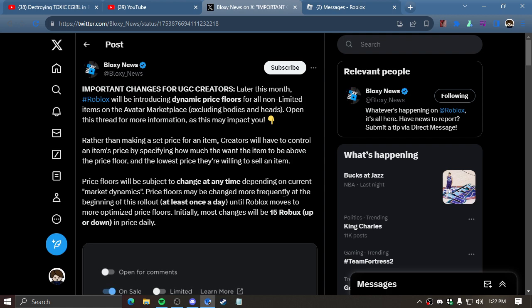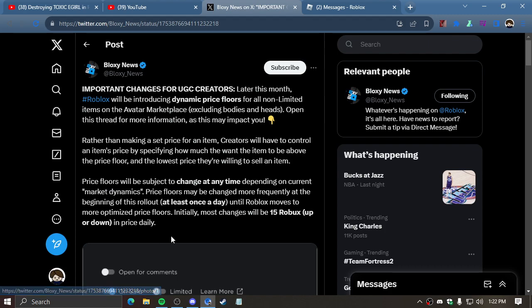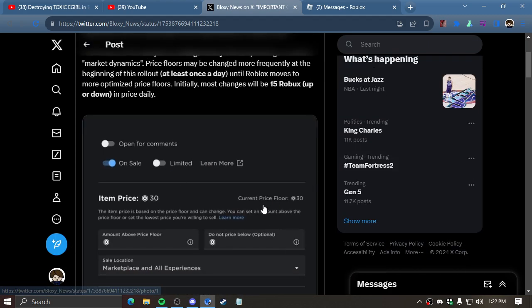Price floors will be subject to change at any time depending on current market dynamics. Price floors may be changed more frequently at the beginning of this rollout, at least once a day, until Roblox switches to more optimized price floors. Initially, most changes will be 15 Robux up or down in price daily. So prices for non-limited items can now go up or down according to this. I said and, I meant or.